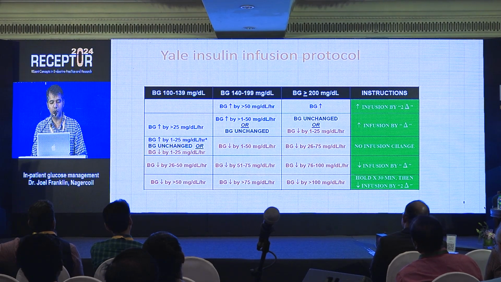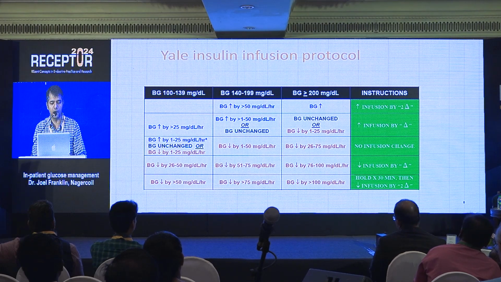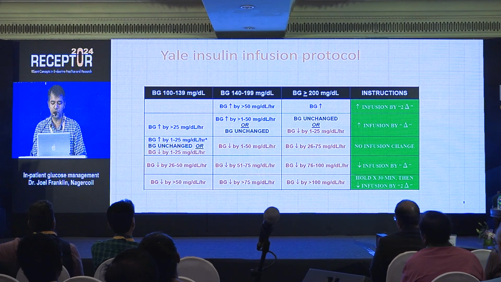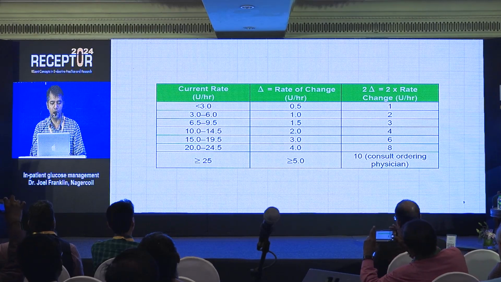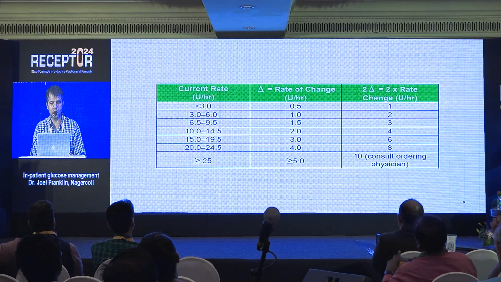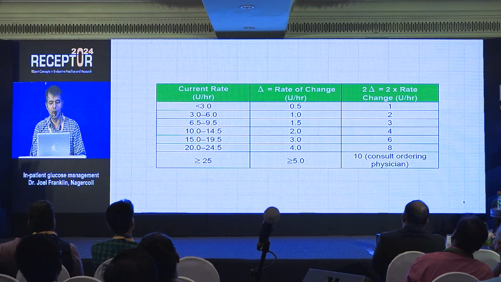So you have to look into this column, the column of blood glucose more than 200, and in that the blood glucose has increased. So what is the instruction? You have to increase the infusion by 2 delta. Then again go to the delta table. Here our current insulin infusion rate is 3.5, right? What was the instruction? You have to change it by 2 delta. So look into the 2 delta column.